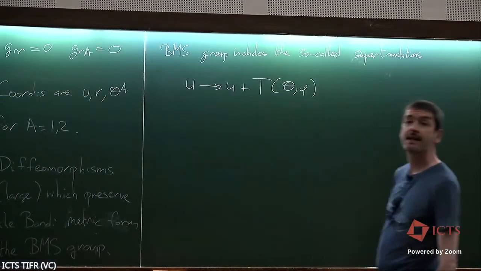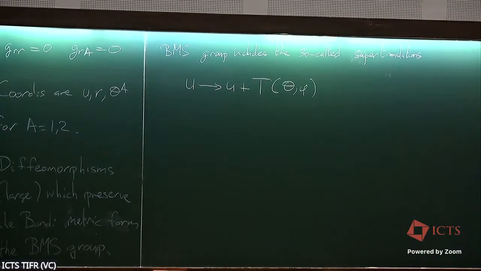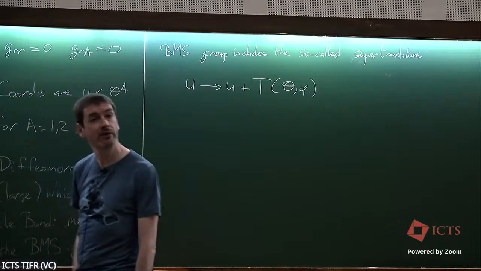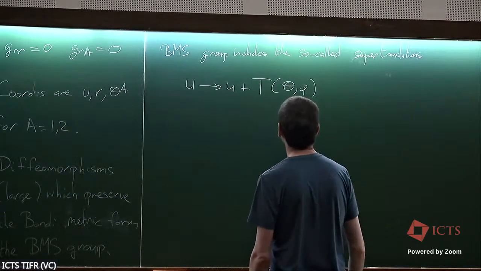That's to say that there are angle-dependent shifts of the origin of proper time. So we have a big sphere. Think of maybe many different observers on a big sphere, and you just change the proper time origin for all of those different observers on the big sphere. This preserves this boundary form, but the terms shift around.